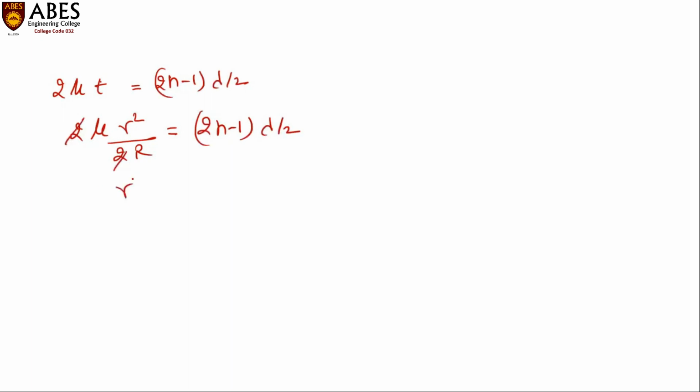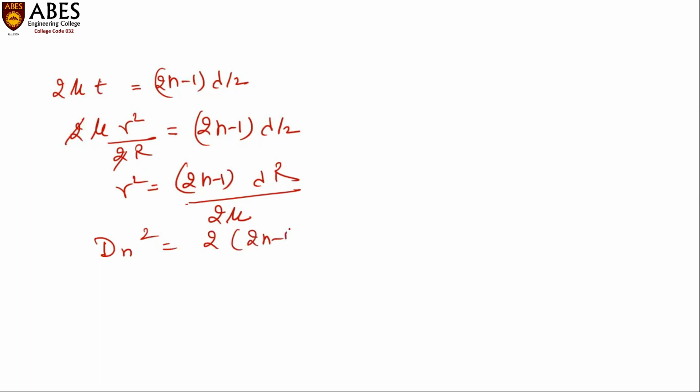For r square equal to (2n minus 1) lambda R by mu, or we can write it as diameter Dn square is equal to 2 into (2n minus 1) lambda R by mu. Or we can write, for an air film, mu is equal to 1, then Dn square is proportional to 2 into (2n minus 1) lambda R.